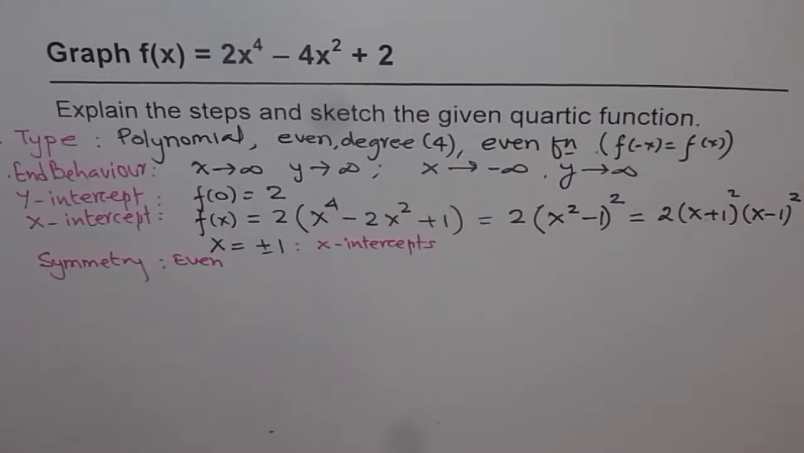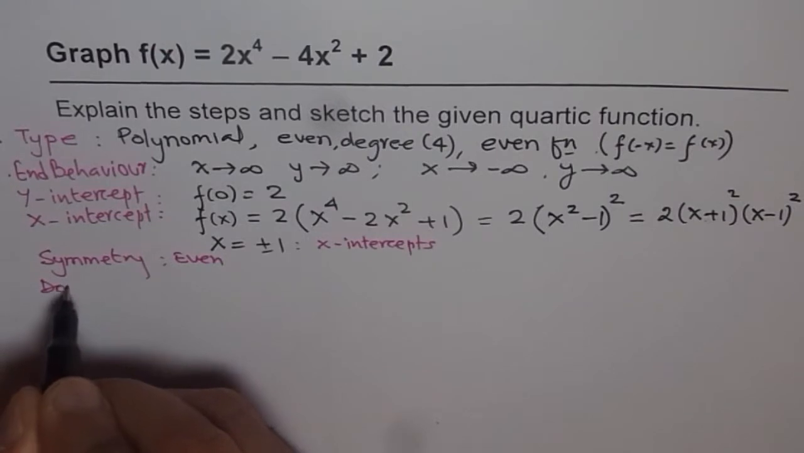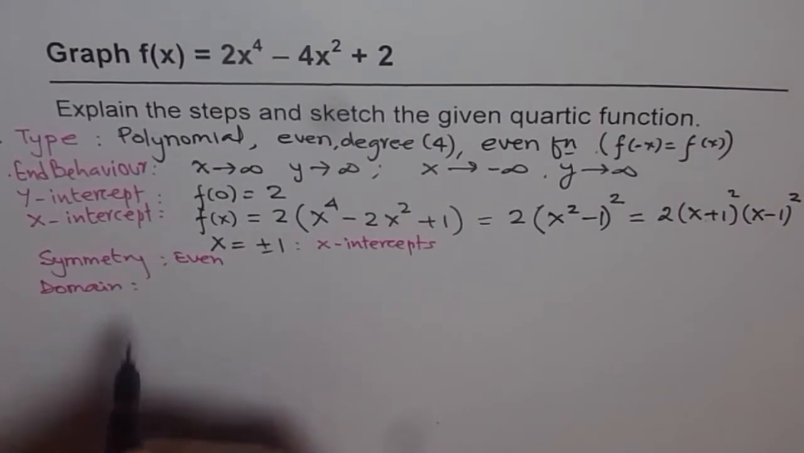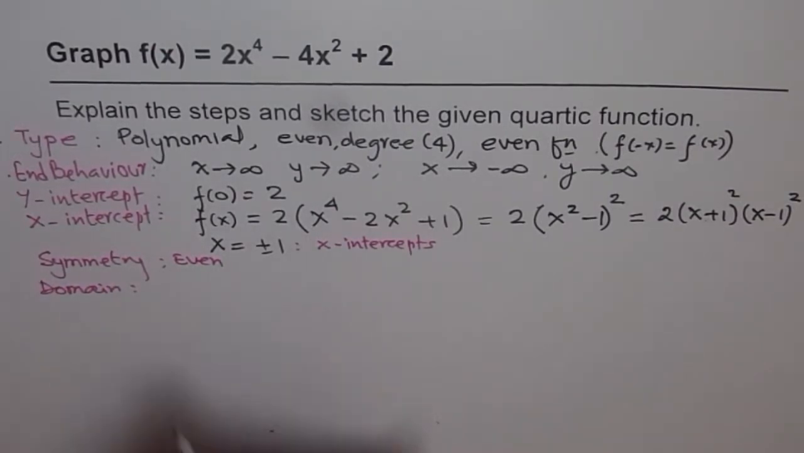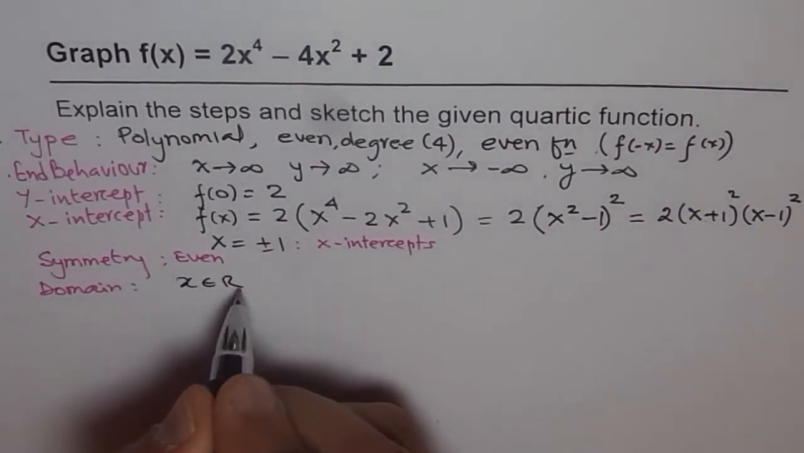Now these are the functions which are smooth curves from minus infinity to plus infinity, that means domain and range, right? So let's say domain and range, correct. So domain is no restrictions at all. Domain is x belongs to real numbers, that's it.